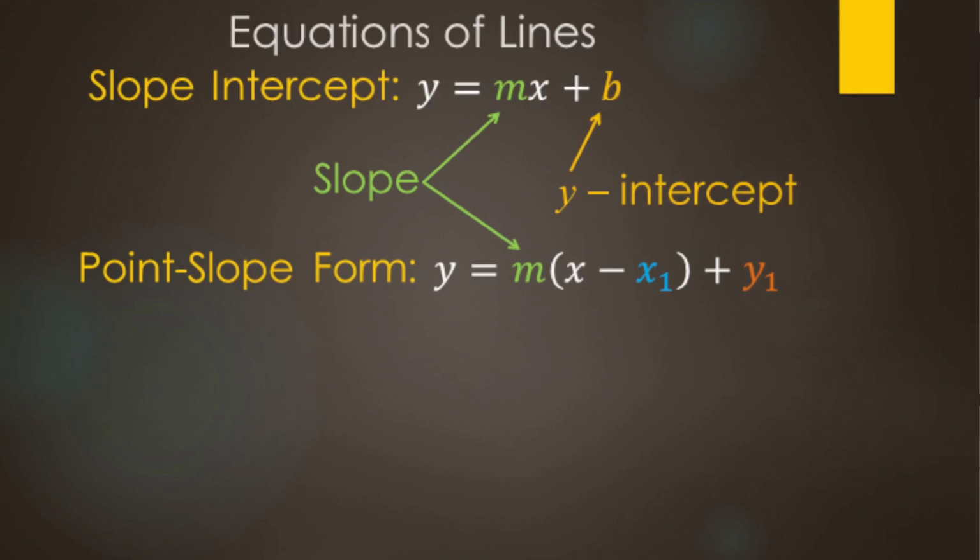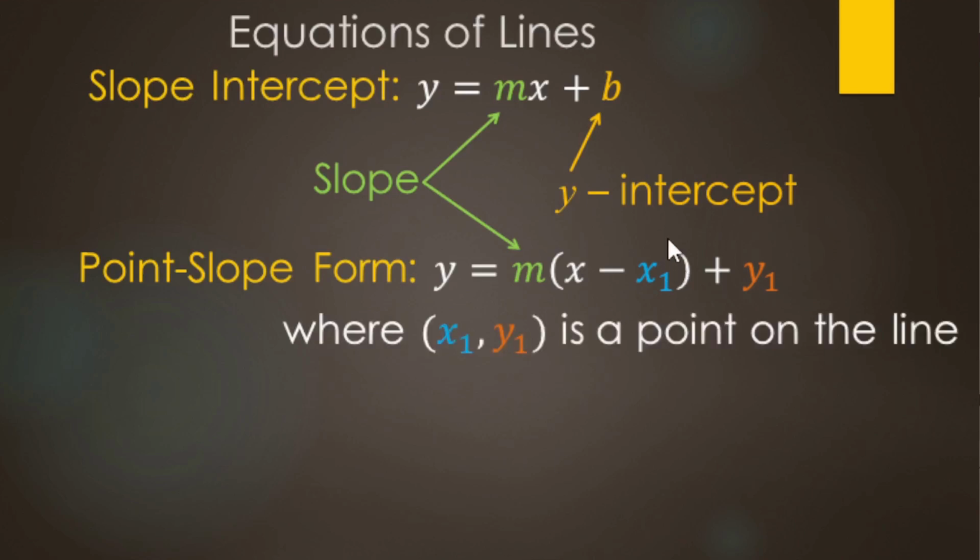We don't have that with point-slope form, but what we do have is this x1 and this y1 is going to be a point on the line. So somewhere along that line, you're going to have a point, and that's the point you're going to be using. You might have multiple ones to choose from as well.